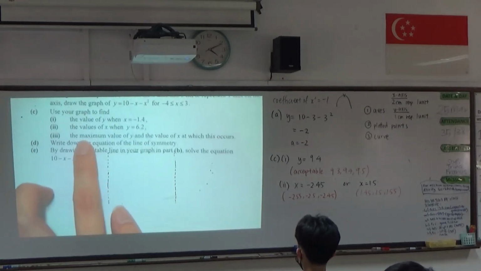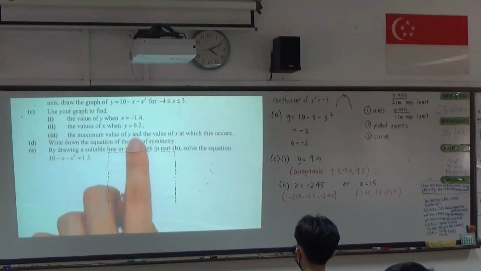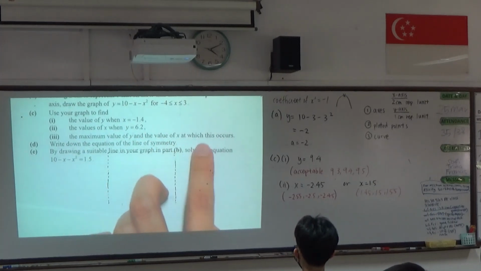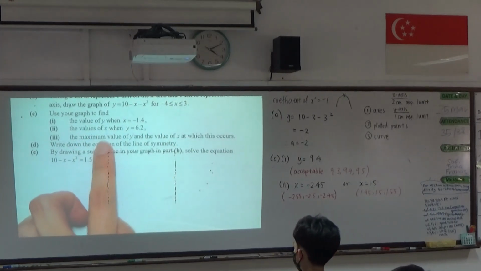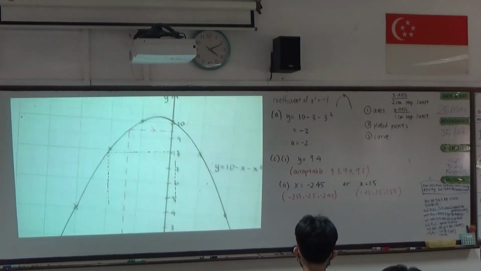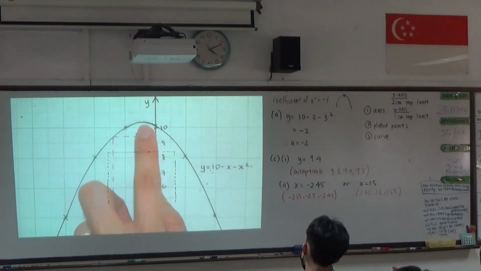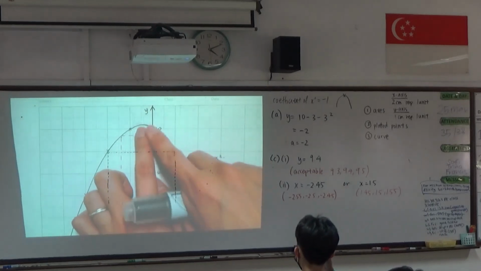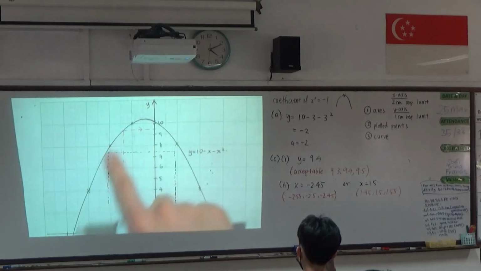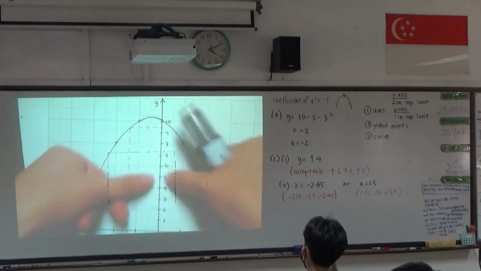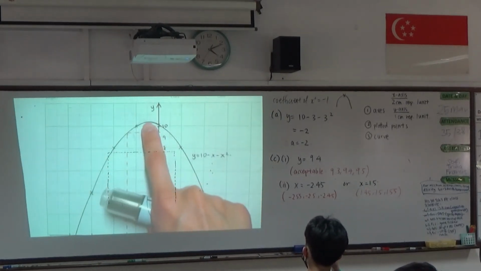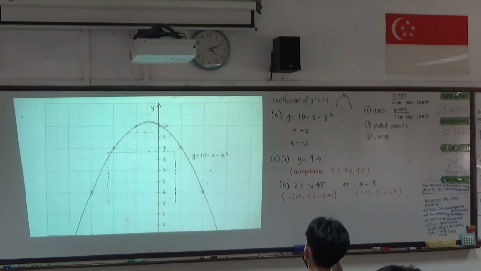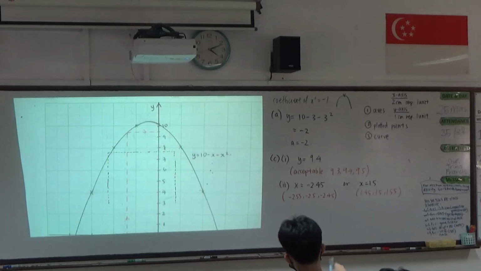We want to find what? Find the maximum value of y, and also the value of x for which this maximum value of y occurs. So what the question is asking for is that this highest point is the maximum point, and it is the highest your y value can go. Any other point, the y value that you get is lesser than what you can achieve for this point. So we're looking for this particular turning point, or the maximum point.